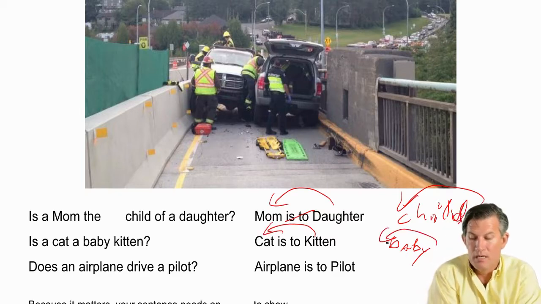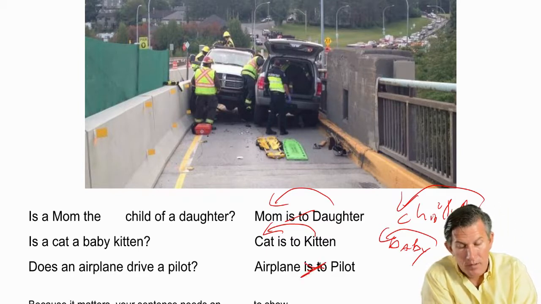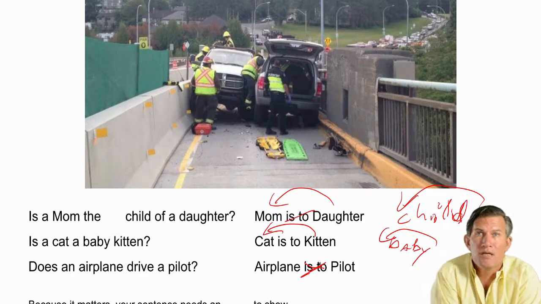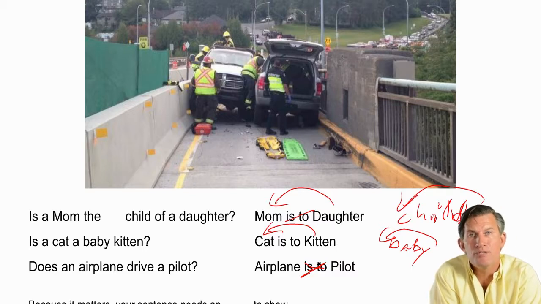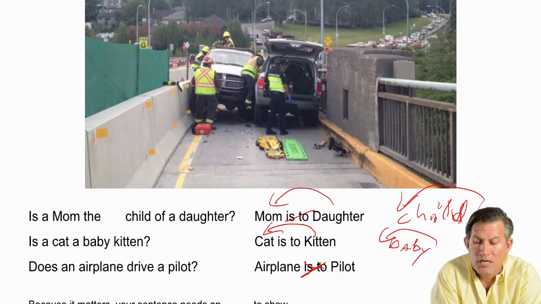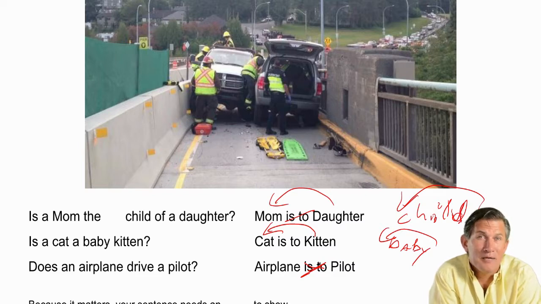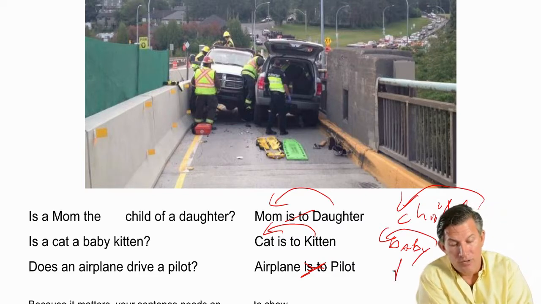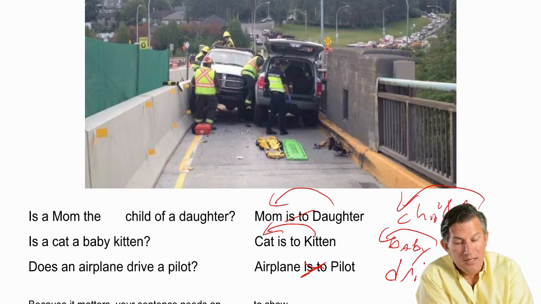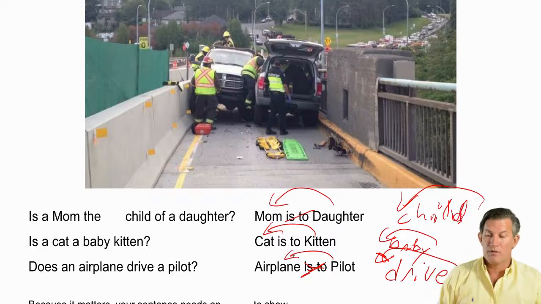That's fine. Does an airplane, okay, airplane and pilot. You cross out is to. It means nothing. Never say is to. I would never say the words is to, and nor should you. So, does an airplane drive a pilot? I would hope not. If you have drive out here, that's the bridge sentence: a pilot drives the airplane, not the other way around. So, three left-facing arrows on that one.